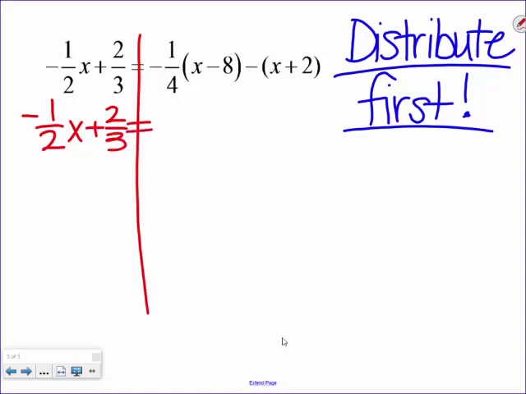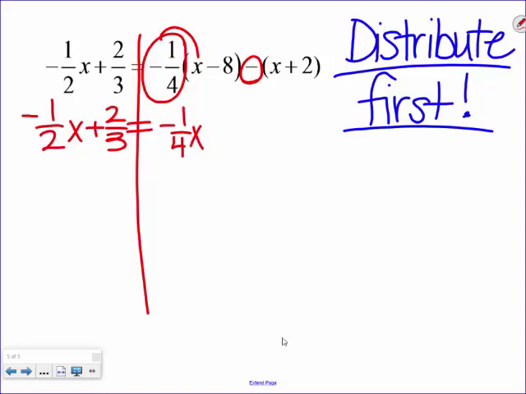Okay, now on the right side, how many sets of parentheses do I have? 2. So how many times am I distributing? 2. The first set, what is it that I'm distributing? Negative 1/4, so I need to circle it. For the second set, what am I distributing? The negative 1, so I'm going to circle it. All right, so here I have negative 1/4 times x, which gives me what? Negative 1/4 x. Did that answer your question?